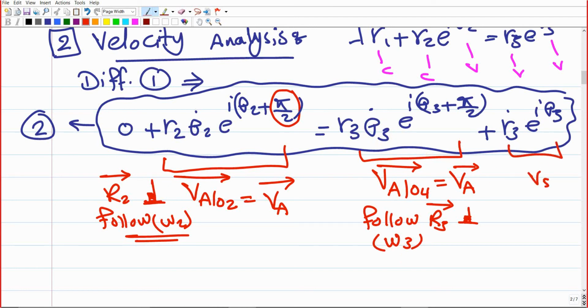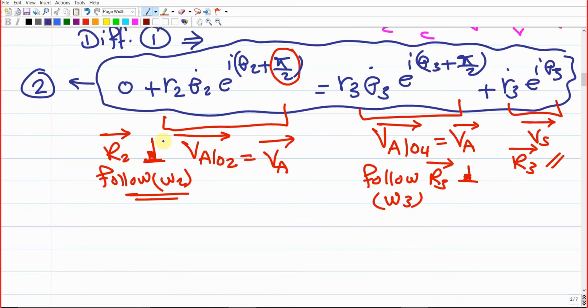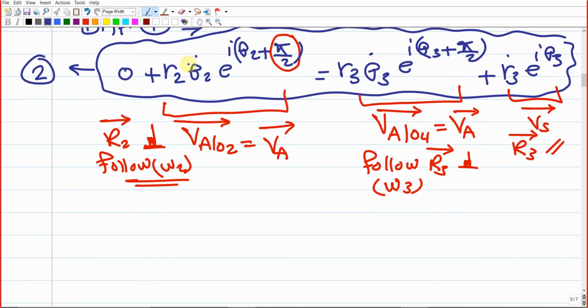But this one should be the sliding velocity. This is Vs, where S stands for the sliding velocity, and it should be in the same phase. This one was perpendicular, pi over 2, but this one should be in the same phase. So it should be parallel to the R3 vector. Parallel means that it would be in the same direction or the opposite direction, it depends. Make sense? Then what you're going to do is simply work over the dot terms.